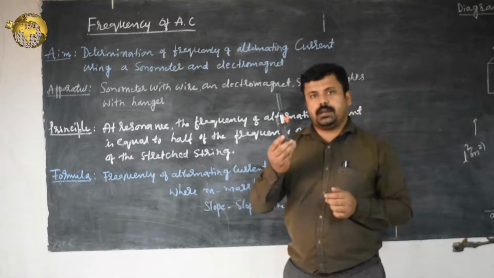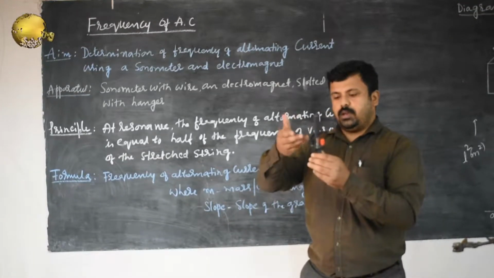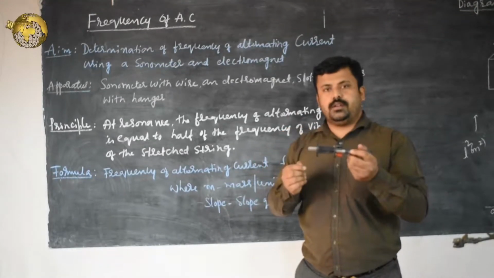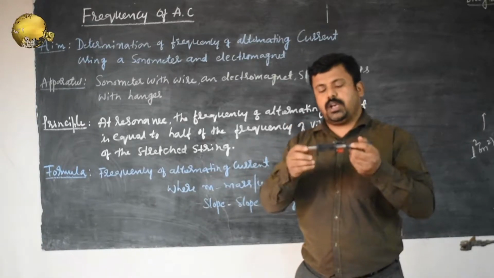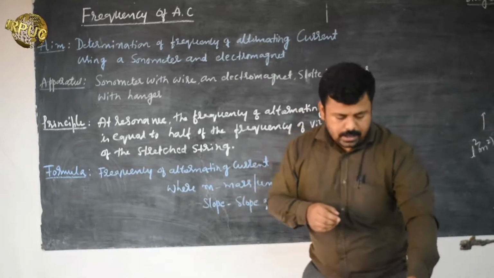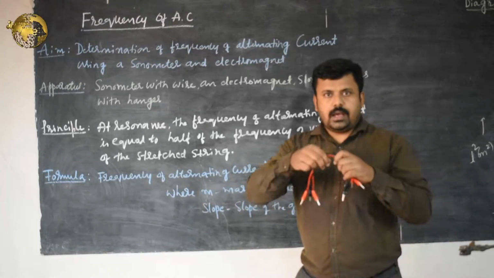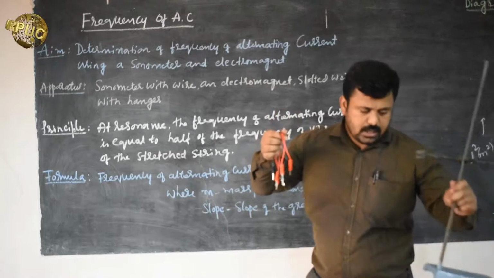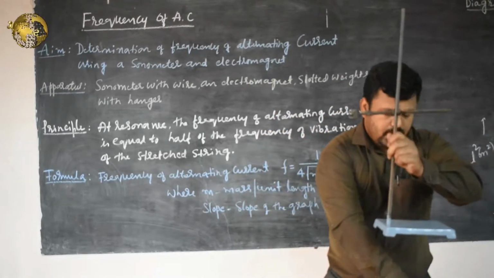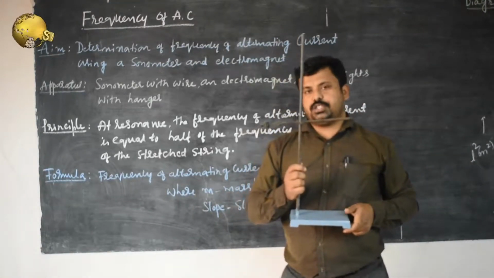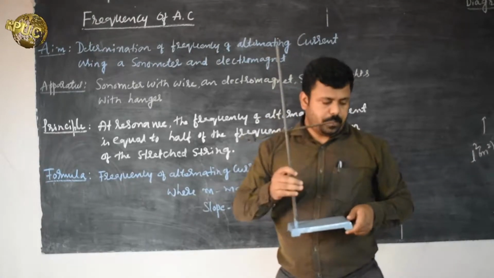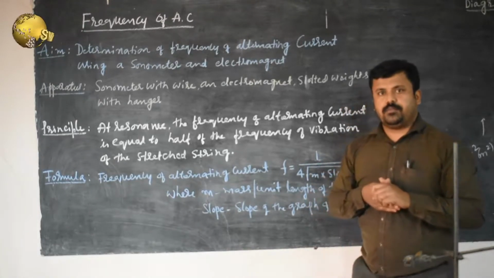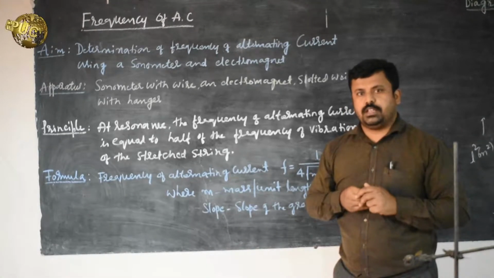And an electromagnet. We have copper wires mounted over a soft iron, and when we pass current through it, it behaves like a magnet. Connecting wires, and a stand to fix the electromagnet over the stretched string. So these are the apparatus used in the experiment, frequency of AC.